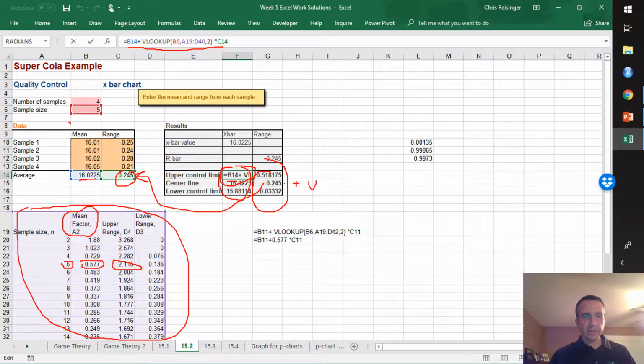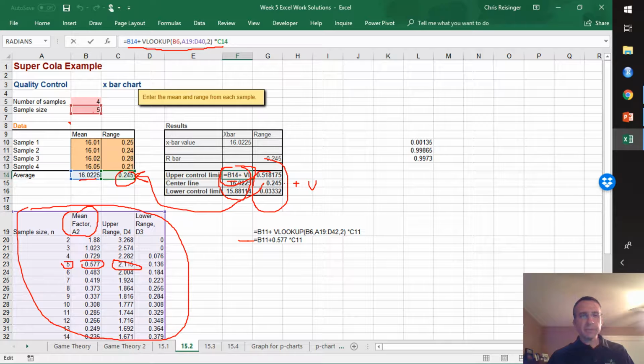And so here's another way of looking at it. B11, I think it actually should be B14 plus 0.577 times C14, the 0.245. These 11s in here should be a 14.